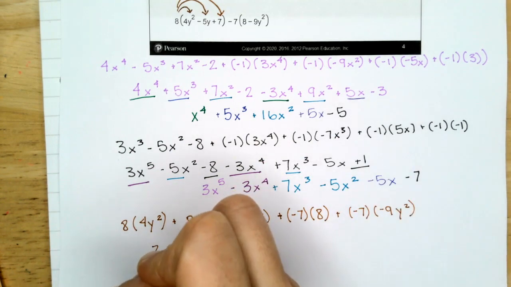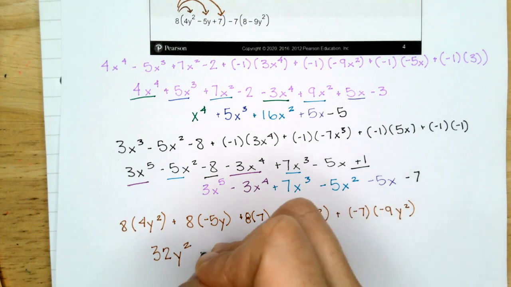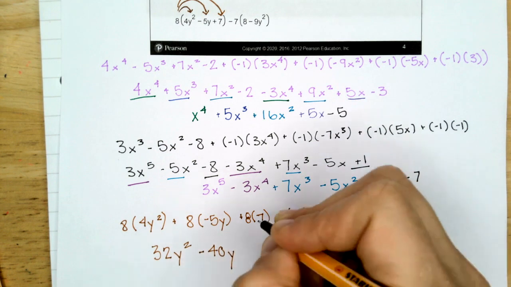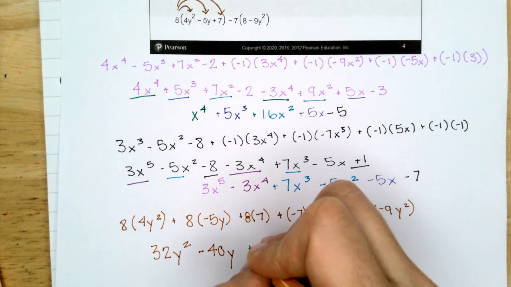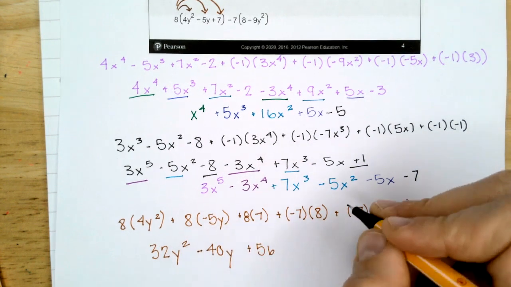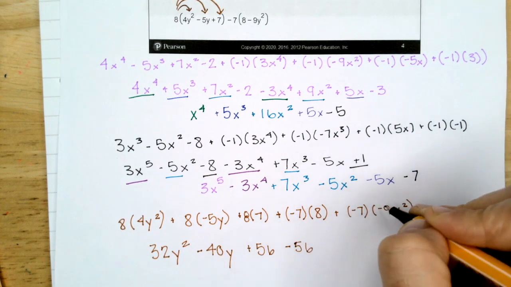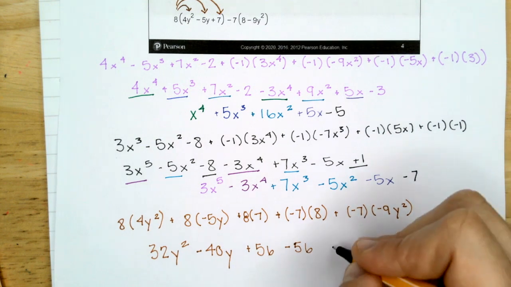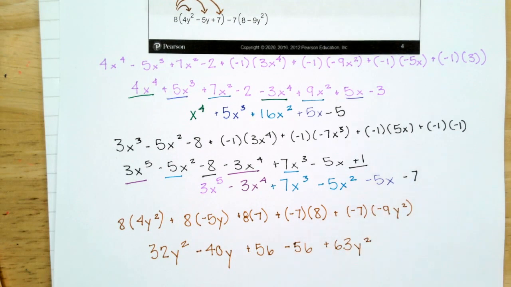Eight times 4 is 32y squared. 8 times a negative 5y is a negative 40y. 8 times 7, 56. Negative 7 times 8, same number but negative, negative 56. Negative 7 times negative 9, and negative times a negative make a positive, so that's a 63y squared. Good. Make sure to combine like terms.